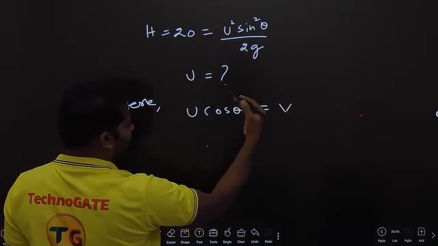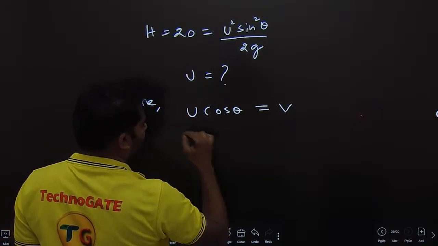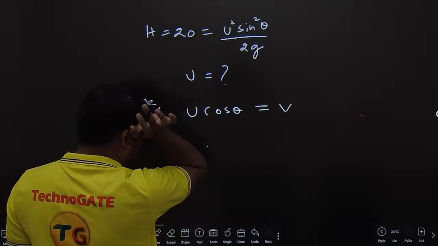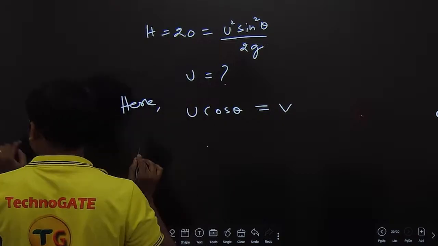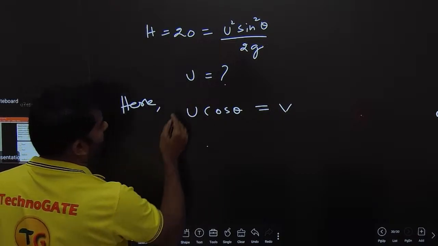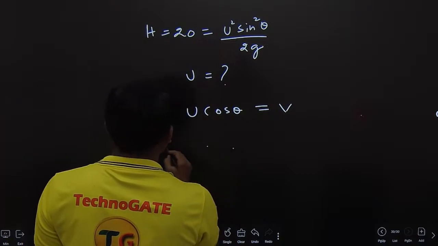Here u cos theta is the same as V. U cos theta value is the same as V. And it is given here that we need to get the initial velocity u, and the velocity at the ground. So h is equal to 20.